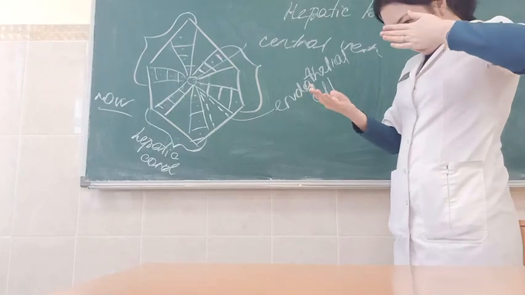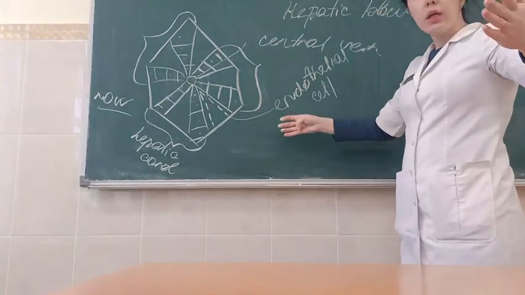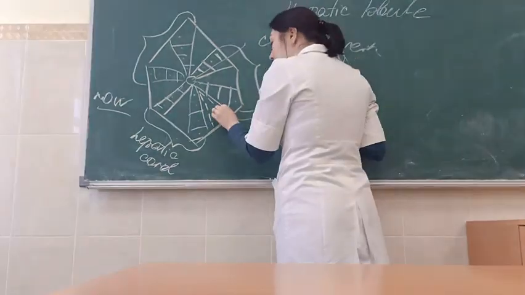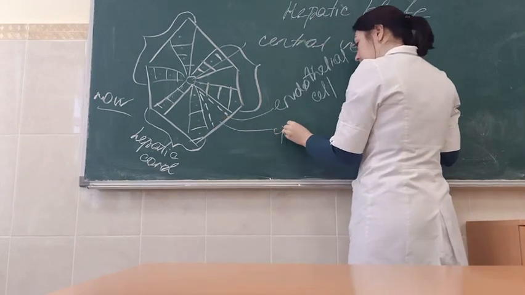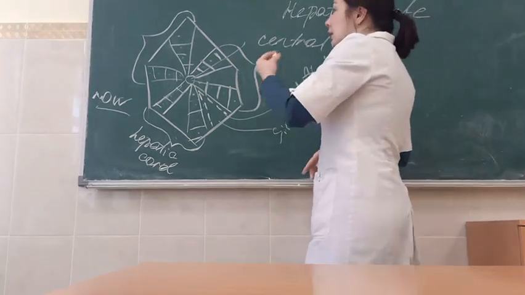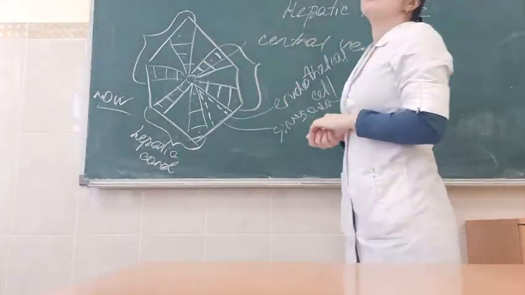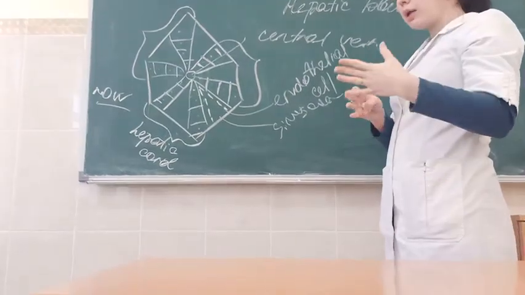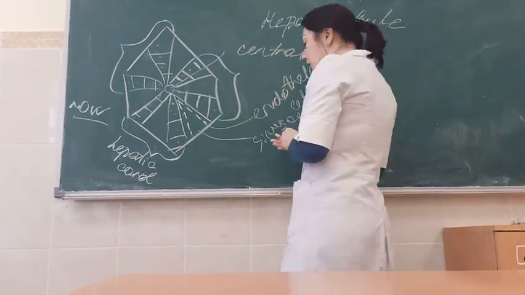It means substances which are now in the blood of the sinusoid can easily leave the bloodstream and be absorbed by hepatocytes, for example, because there are very big gaps between endothelial cells. So this is the sinusoid. The sinusoid contains mixed blood, because as I told you, both the portal vein and the hepatic artery enter the liver. So blood from the hepatic artery and from the portal vein gets mixed, and it enters the sinusoid.